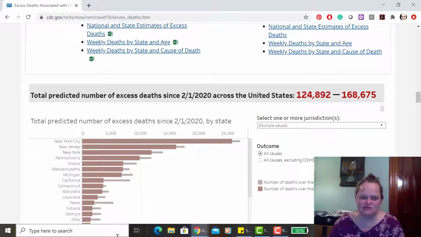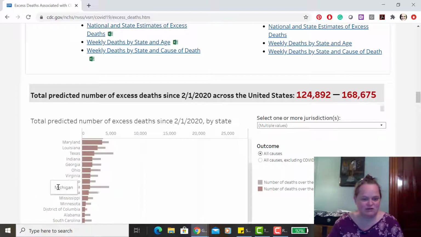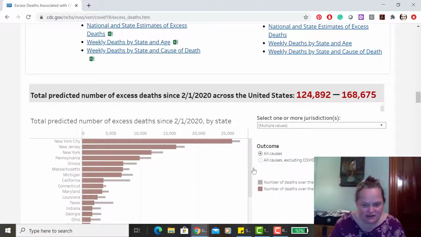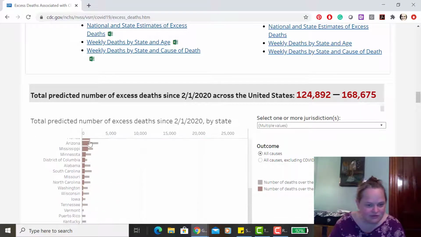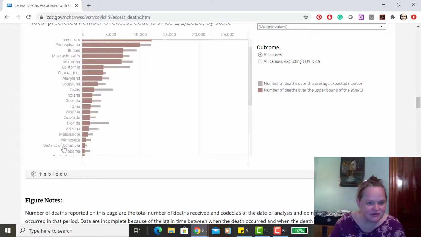New York City, New Jersey, New York, Pennsylvania, which I didn't show you already, Illinois, Massachusetts. And then you have the largest state by population, California. It's pretty far down here. Where the heck is Florida? There's Texas, that's pretty low. And now I'm trying to find Florida. I don't even know where Florida is. Oh, there's Florida. It's below Colorado. And it definitely has a much bigger population than Colorado.